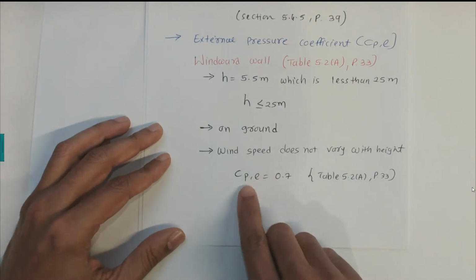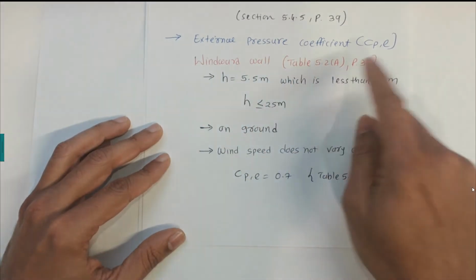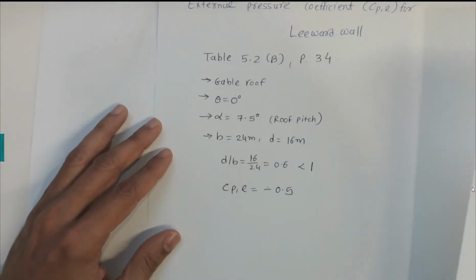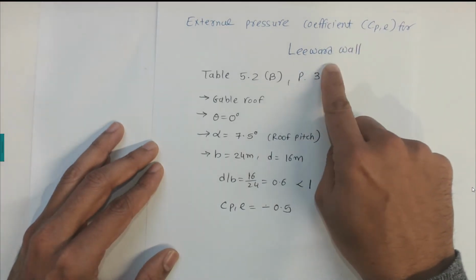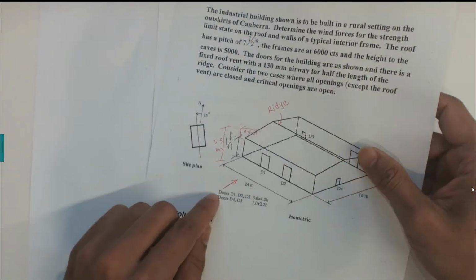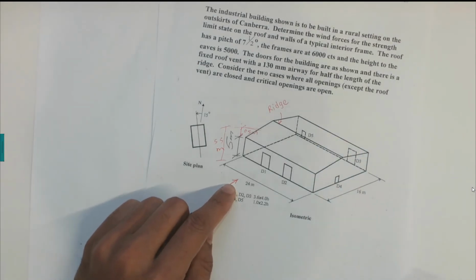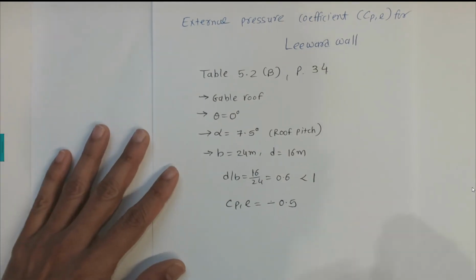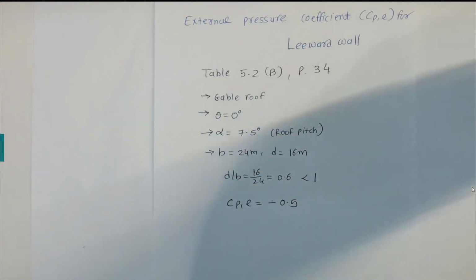So this is the external pressure coefficient CPE for the windward wall using table 5.2a. Now we can calculate the external pressure coefficient for the leeward wall. If I can show it here, the wind is coming from this end, so the leeward wall is on this side. So we need to find the external pressure coefficient CPE for the leeward wall. Now we can use table 5.2b on page number 34.